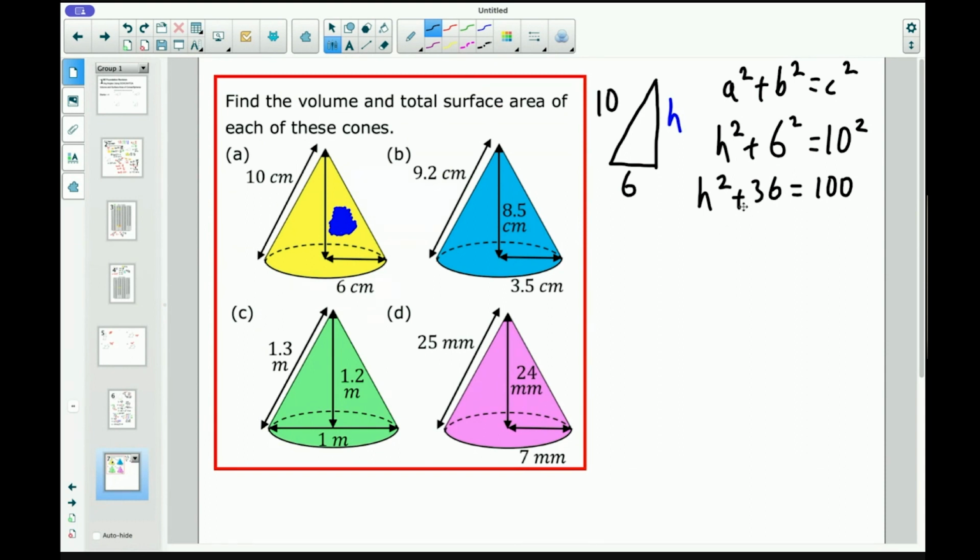We can subtract 36 from both sides because we're trying to get the h squared by itself. So where did I get 36 and 100 from? 6 times 6 is 36, and 10 times 10 is 100. So I get h squared is equal to 64, and in this case, we get h is equal to the square root of 64, and we know that the square root of 64 is 8.